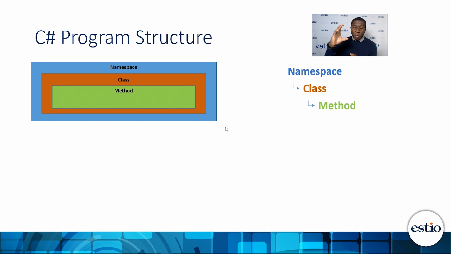So we have a namespace. Imagine a namespace is like a folder. Inside that folder, we can have a class. Not only can we have one class, we can have several classes within the same namespace. And the method is something that belongs to a class.